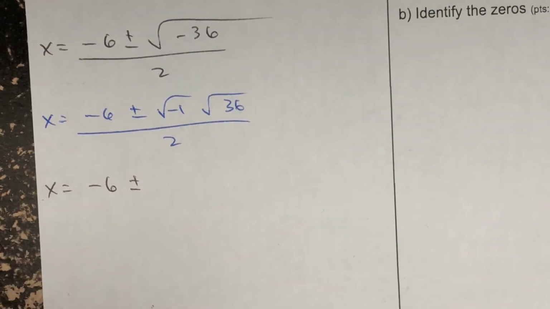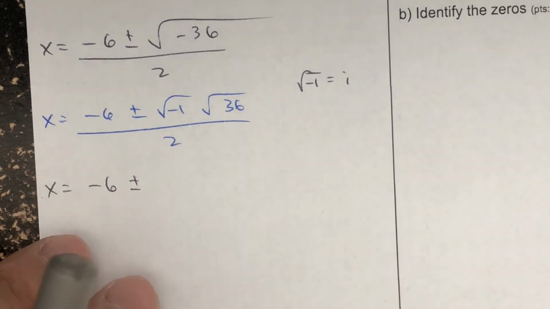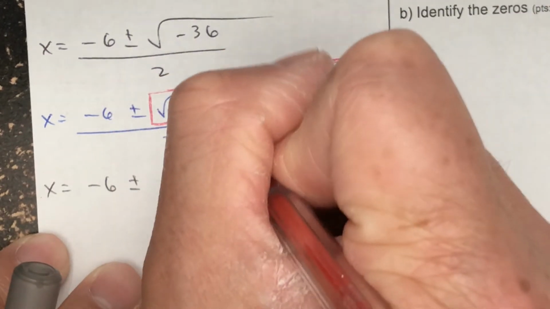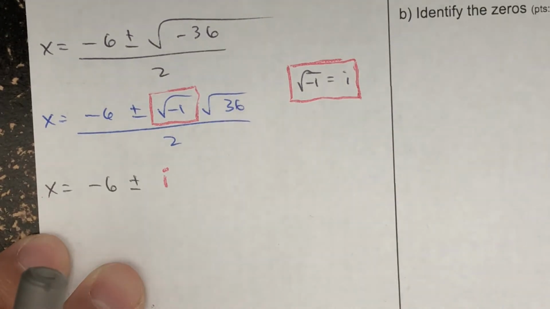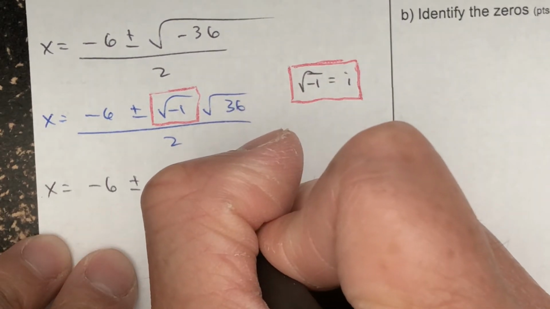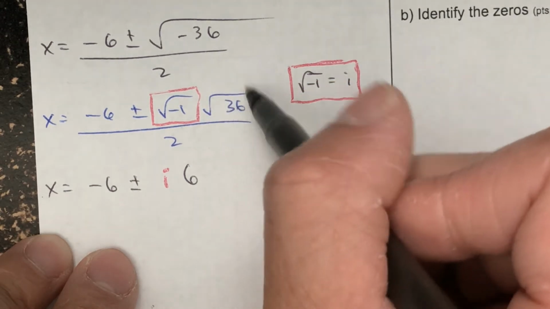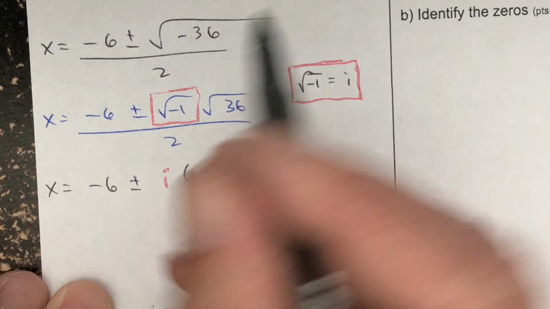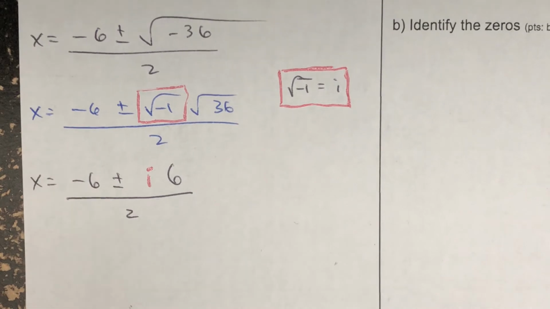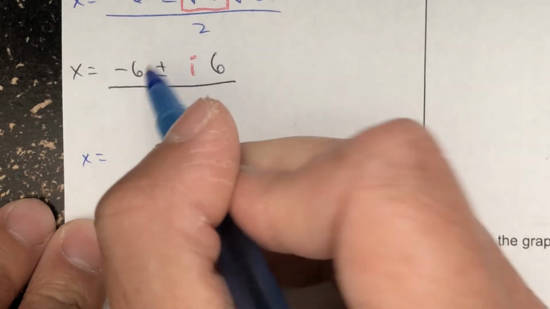Negative 6 plus or minus, okay, the square root of negative 1, we've seen this throughout the unit, is i. Square root of negative 1 is i. And then the square root of 36 is 6. Now, remember, a common mistake is forgetting that after you take the square root, the square root sign is gone. And then to simplify that, if you get stuck there, I'm going to factor out a 2 because they're all evens.